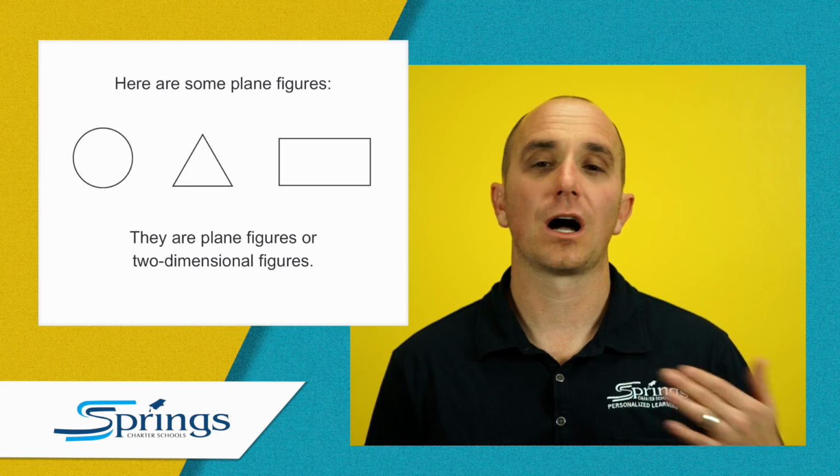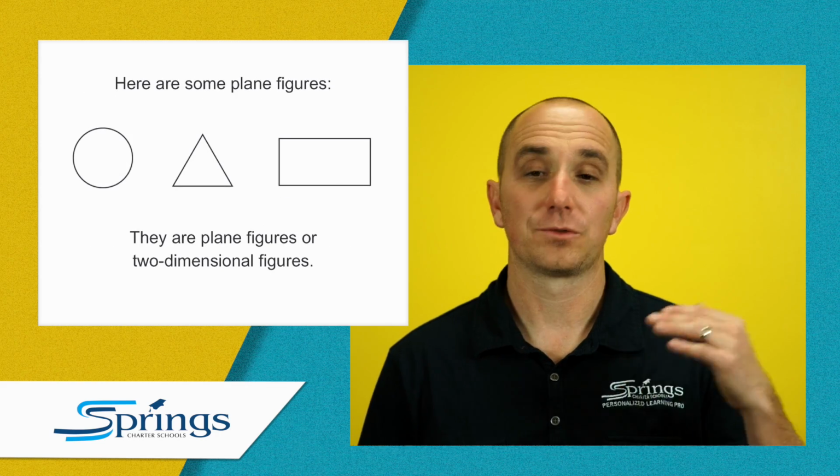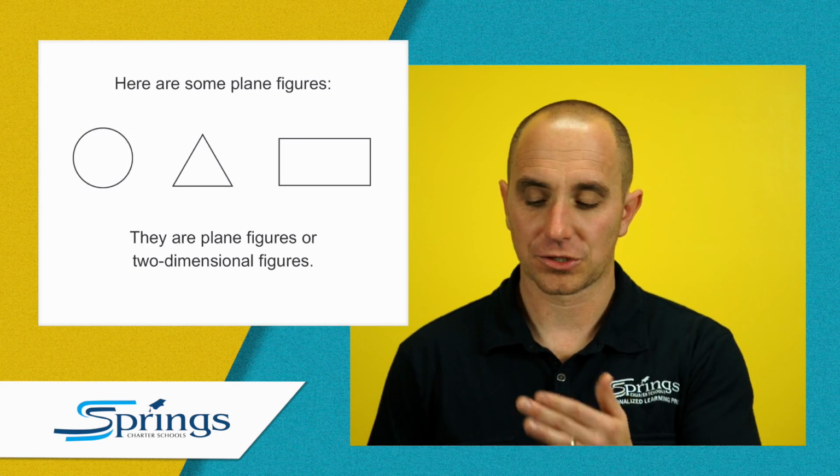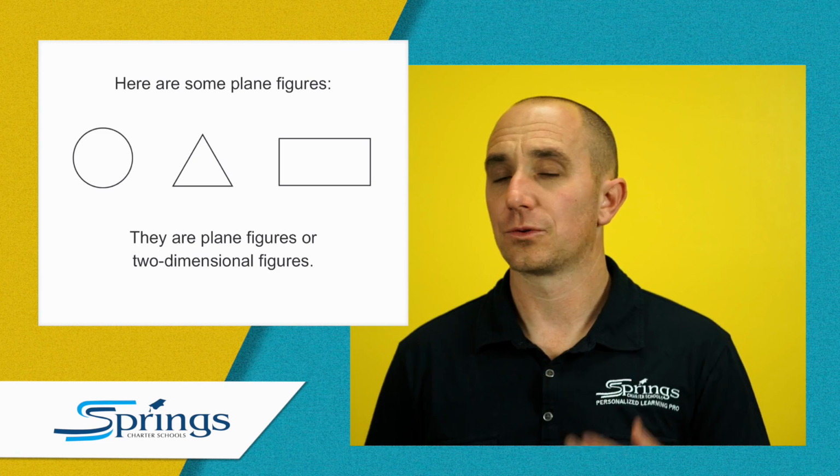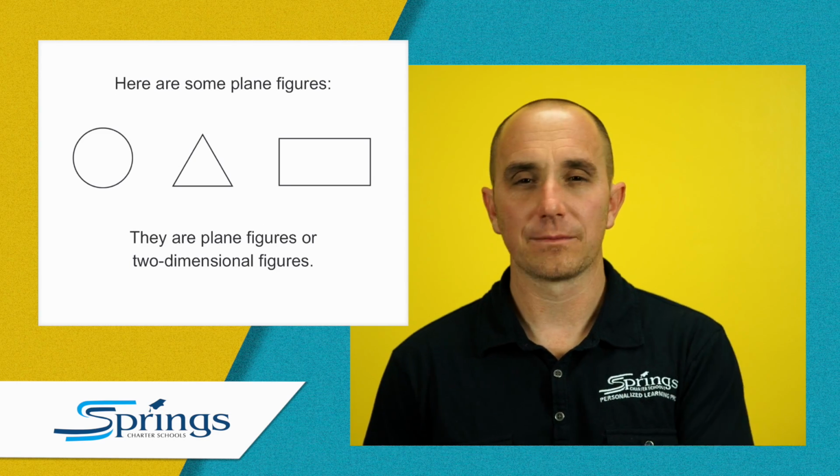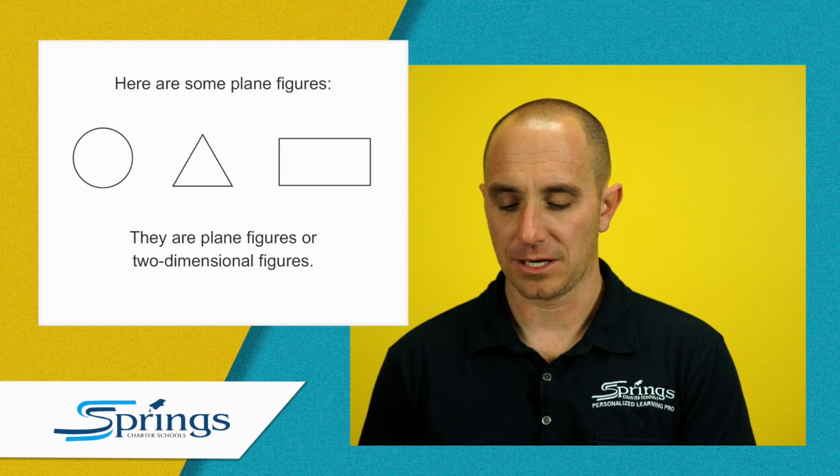Okay, so here's some of your common plane figures. They're plane figures or 2-dimensional figures. You have a circle, a triangle, and a rectangle. Okay, if you're looking at them, remember there's no depth to them, they're just flat on the page.